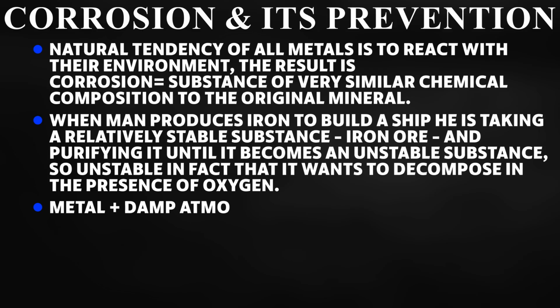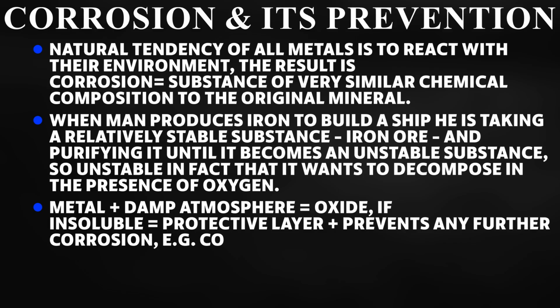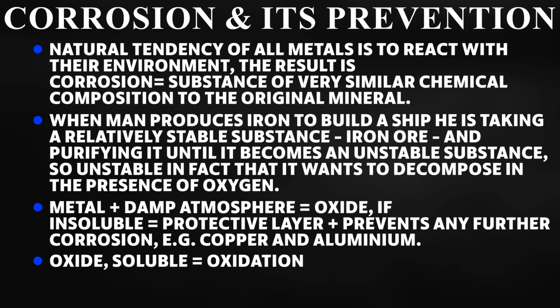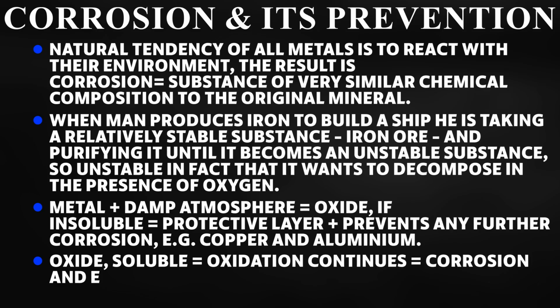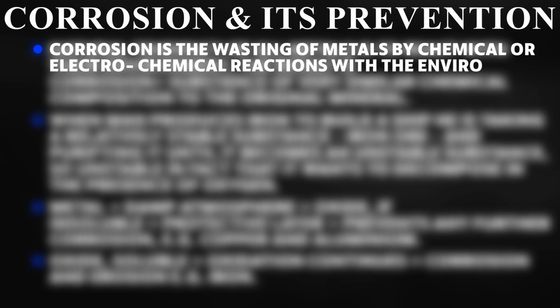Metal plus damp atmosphere equals oxide. If the oxide is insoluble, it forms a protective layer that prevents any further corrosion, e.g. copper and aluminium. If the oxide is soluble, oxidation continues, resulting in corrosion and erosion, e.g. iron. Corrosion is the wasting of metals by chemical or electrochemical reactions with the environment.